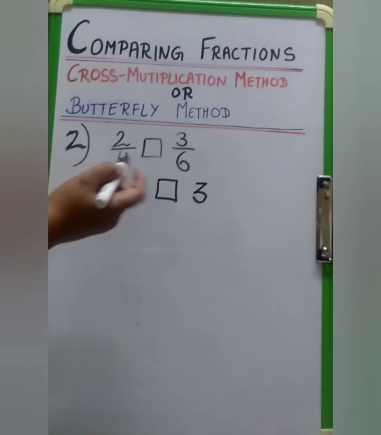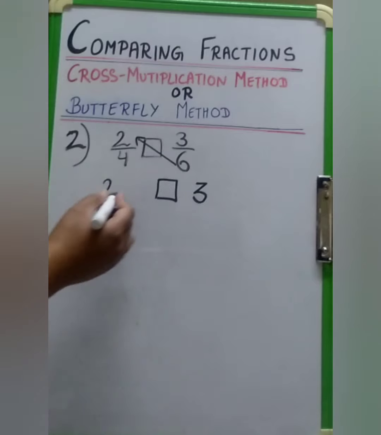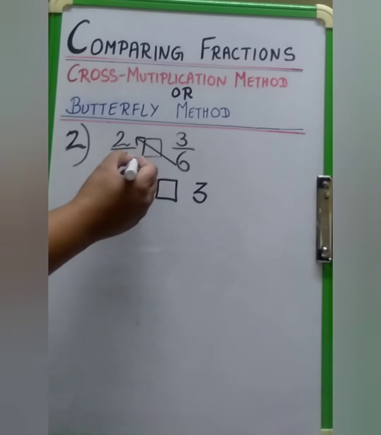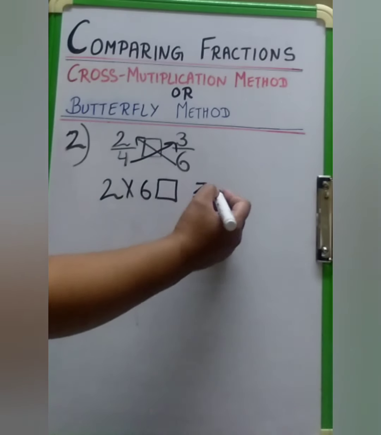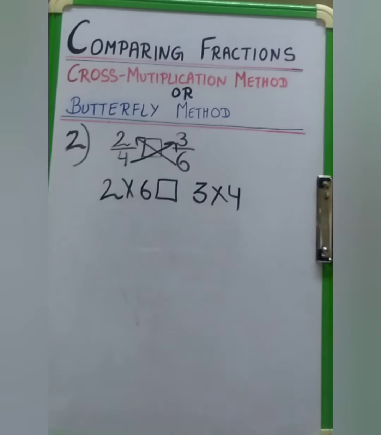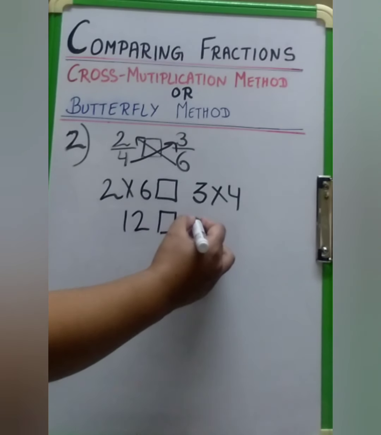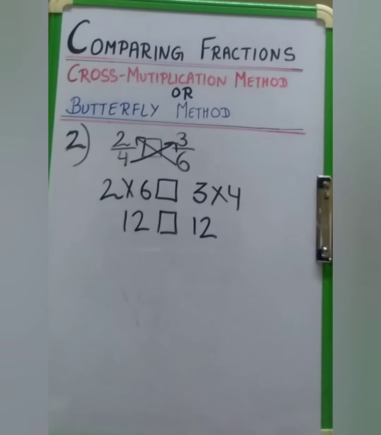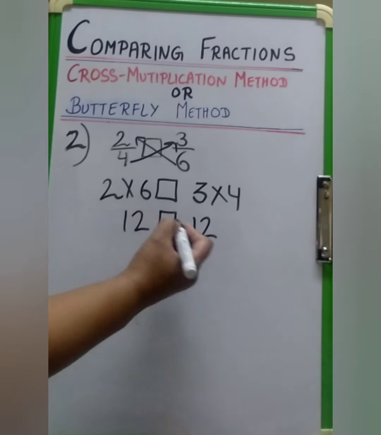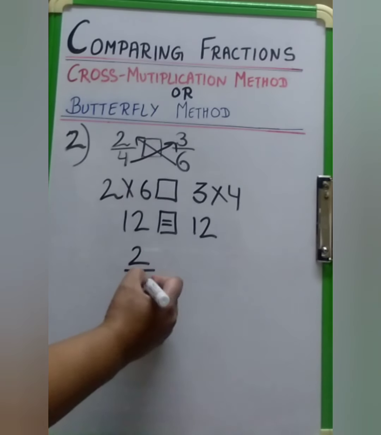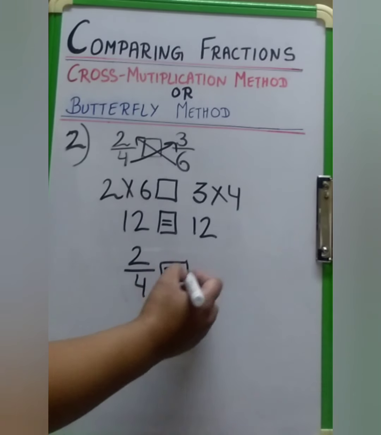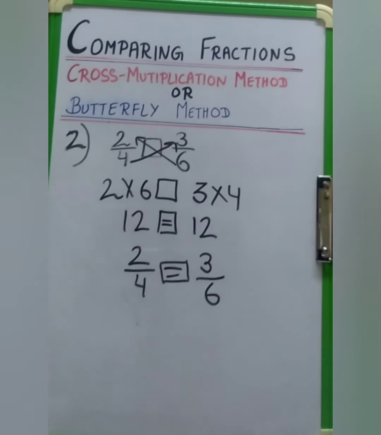Now we have to do the cross multiplication. So 6 will come on this side, the left side, and 4 will go to the right side. So 3 into 4. Now just check. 6 2s are 12. 3 4s are also 12. Both are equal. So therefore 2 upon 4 is equal to 3 upon 6. Okay. Let's see the next example now.